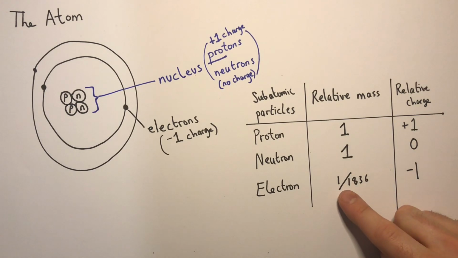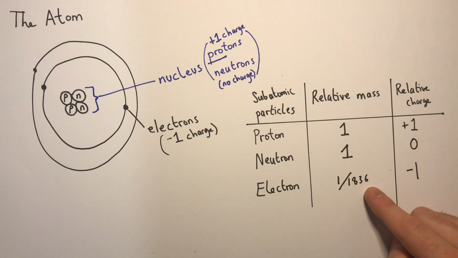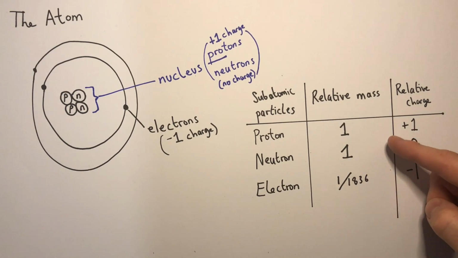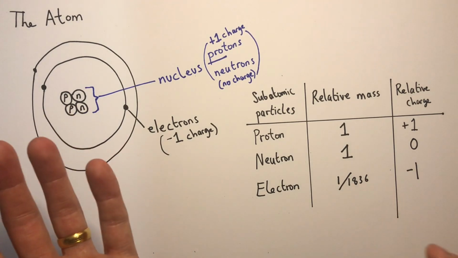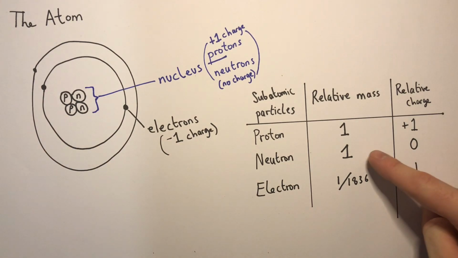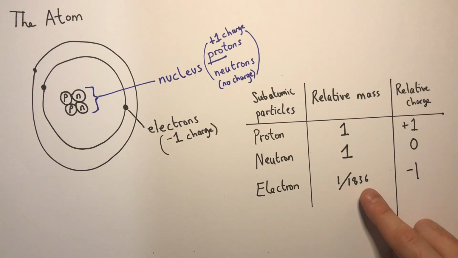Okay, it's 1/1836 the mass of a neutron or a proton. In other words, you need 1,836 electrons, say on one side of the scale, to equal the same mass as just one neutron. So they're very tiny and therefore have no part to play in, say, the mass number of an atom, because their mass is so tiny compared to the other subatomic particles in the atom.